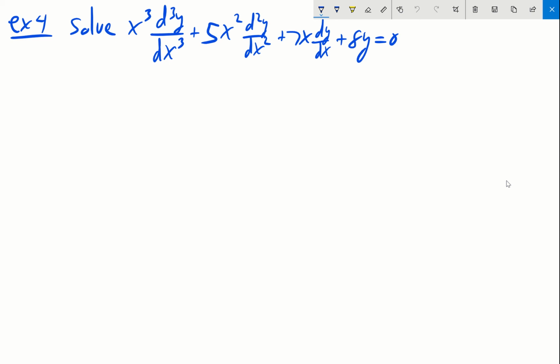We're now going to look at, in the next example, a third-order Cauchy-Euler differential equation. Again, to notice that this is Cauchy-Euler, you'd want to check to make sure that the power of x in front of each derivative matches the order of the derivative. So x cubed, third derivative, x squared, second derivative, x to the first derivative, and then just a constant term times the function y equals 0.